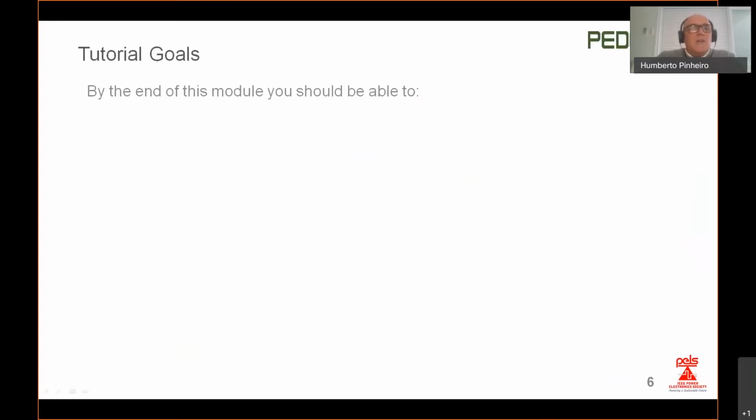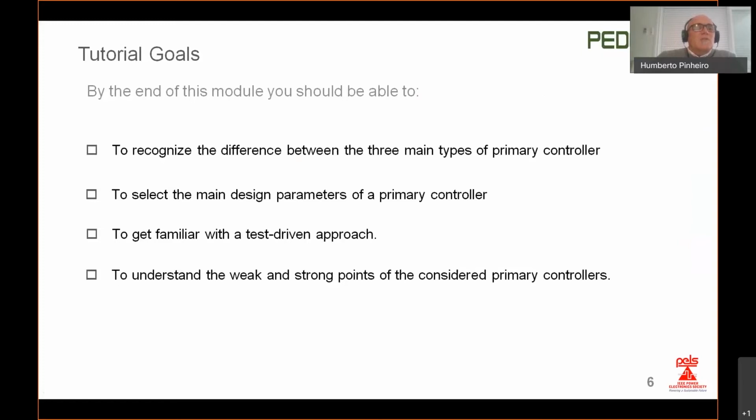The goal of this tutorial is to recognize the difference between the three main types of primary controller. That is the droop, where we consider two alternatives; the virtual synchronous generator, where we also consider two alternatives; and the dispatchable virtual oscillator, which also has two alternatives, but just one alternative is compared with the previous ones.